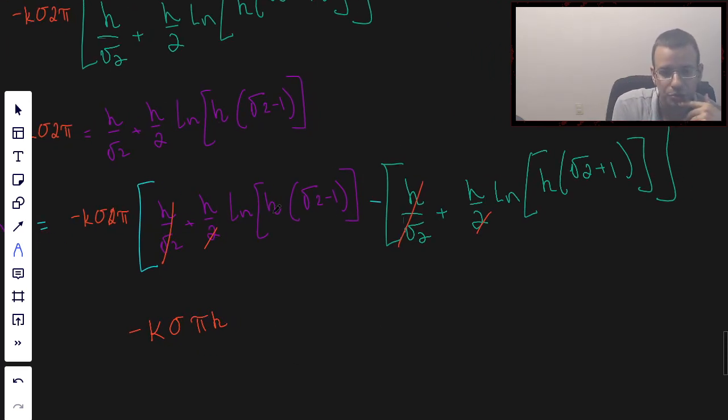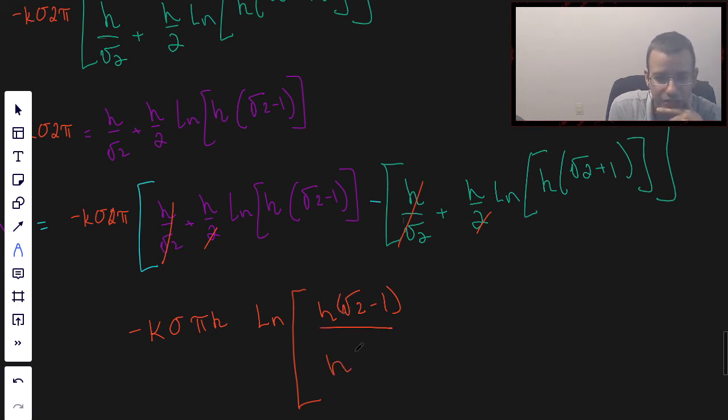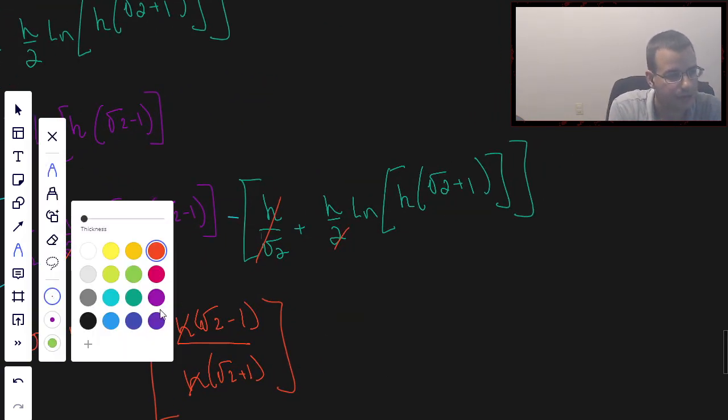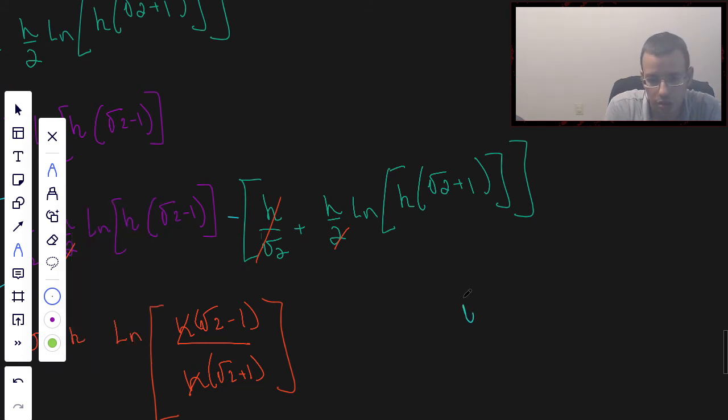And since we're subtracting two natural logs, this is going to be the natural log of, and we'll divide one by the other, h square root of 2 minus 1 divided by h square root of 2 plus 1. And the h's cancel. I'm going to do a quick sidebar over here. So we have square root of 2 minus 1 over square root of 2 plus 1.